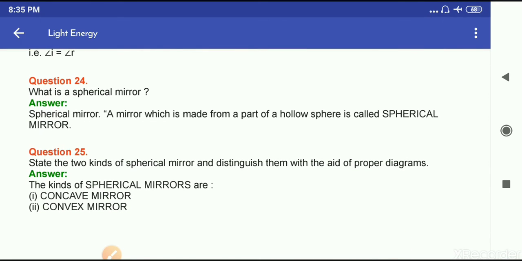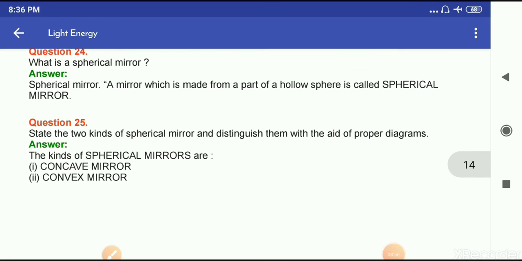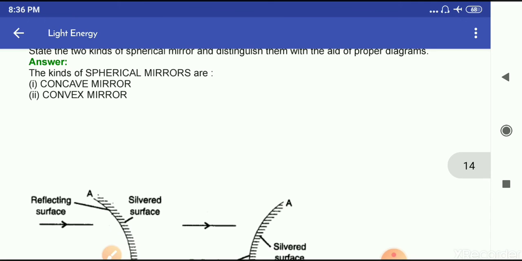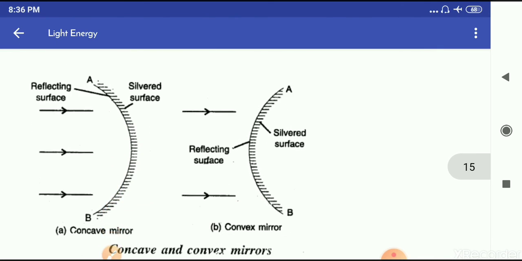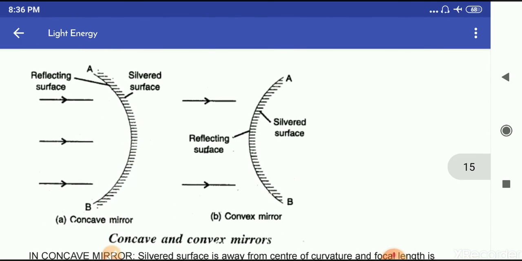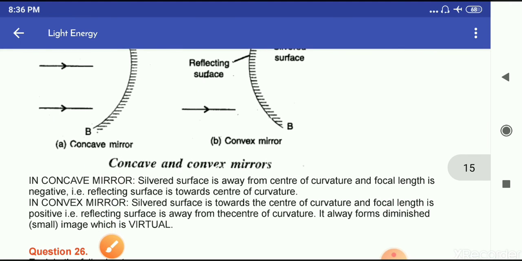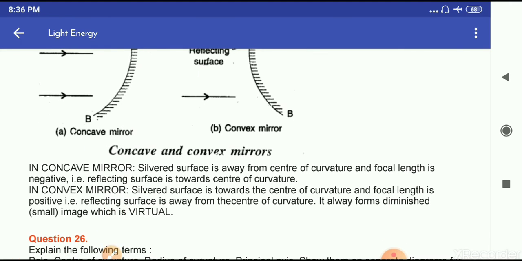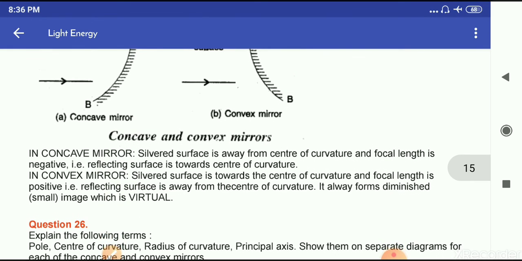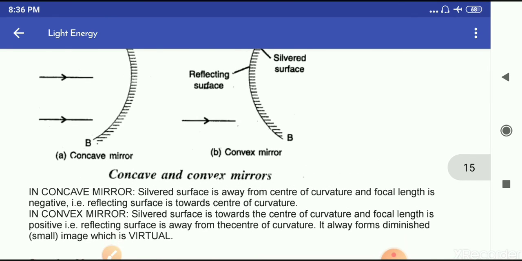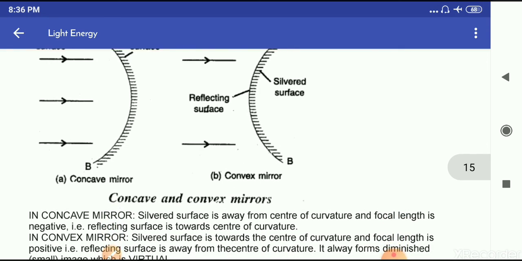Question number 25. State two kinds of spherical mirror and distinguish them with the aid of proper diagram. So the two kinds of spherical mirrors are concave mirror and convex mirror. And here are the diagrams of concave mirror and convex mirror. Silver surface is away from the center of curvature and the focal length is negative in case of a concave mirror, and in case of a convex mirror, silver surface is towards the center of curvature and the focal length is positive. Okay, so this is your diagram. You have to draw this diagram also of both concave mirror and convex mirror. You can also draw from the book.